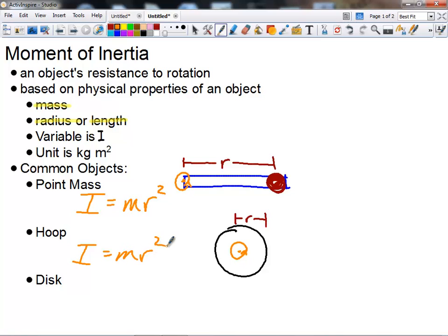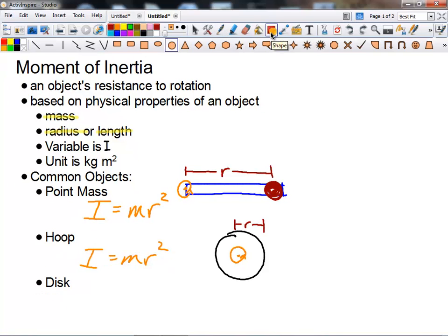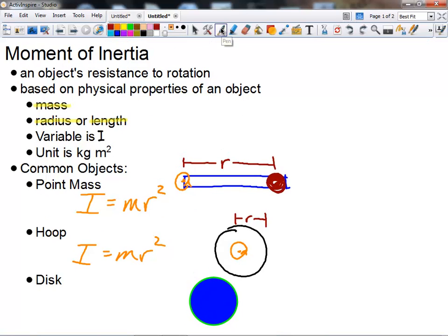Alright? For a disk, however, the mass is not solely around the outside, it's solid throughout. So if we were to look at a disk, we would see that it is full of mass. So in this case, looking at that blue circle, the mass would be all the way throughout. And therefore, we know that it's going to have a lower moment of inertia because the mass, or the distance to the mass, is less. So our moment of inertia for a disk is going to be I equals 1/2 mr squared.